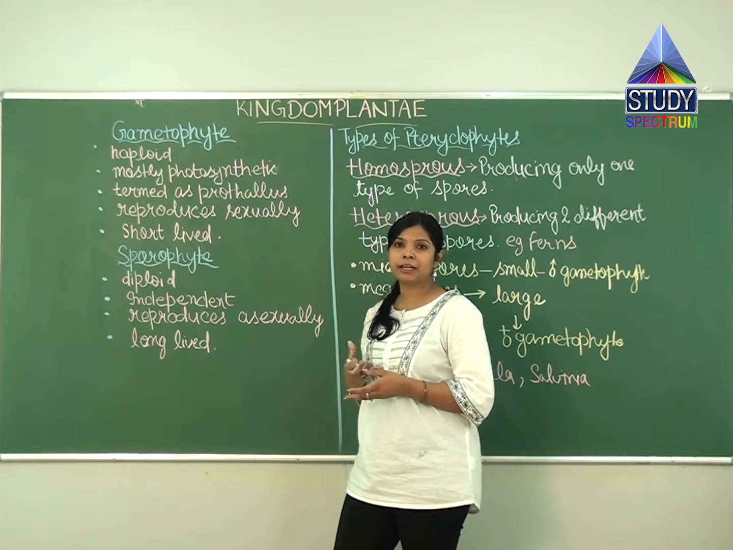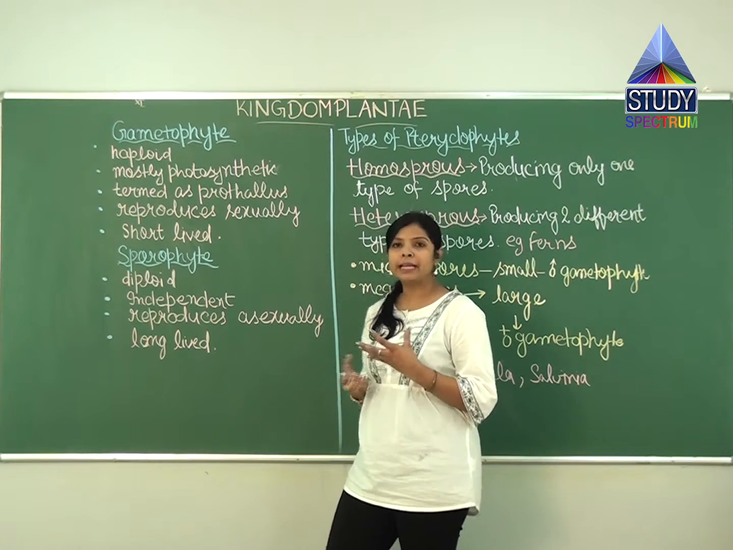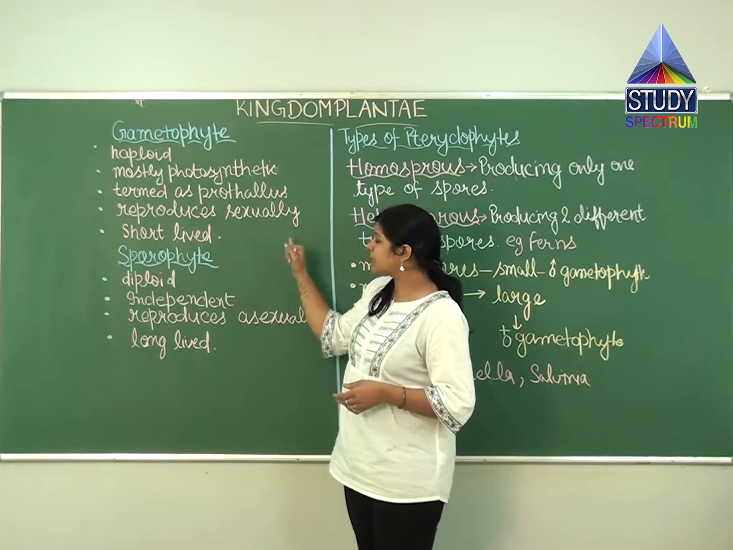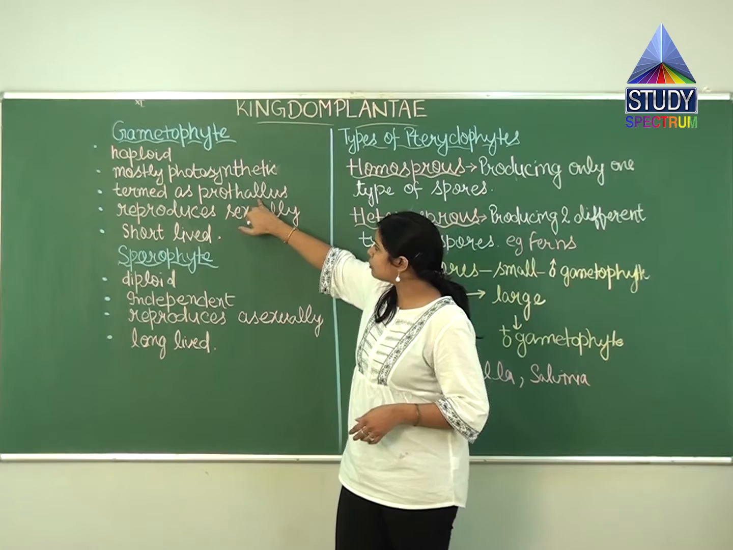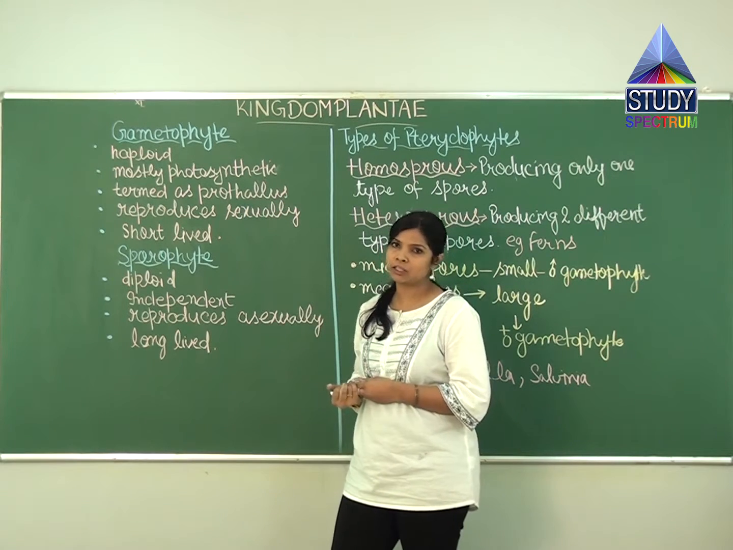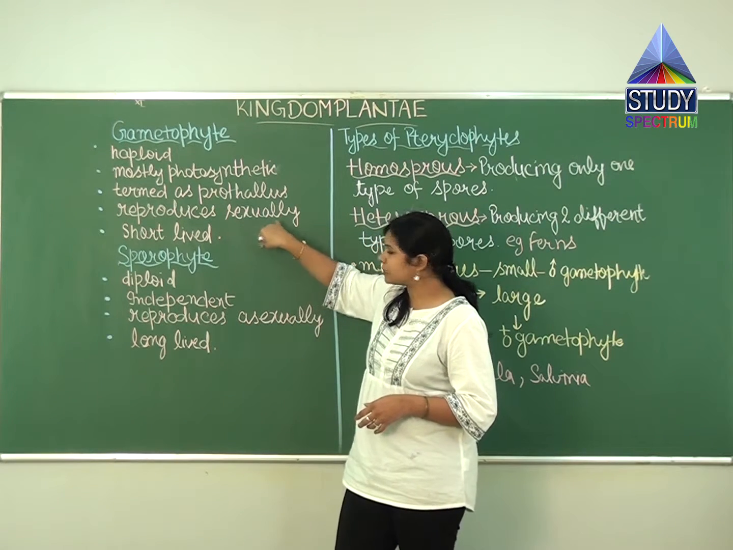So they are independent structures. They can make their own food. They can fulfill their own requirements. Next, it is also termed as prothallus. Means the gametophyte stage is also known as prothallus. Other than this, they reproduce sexually.